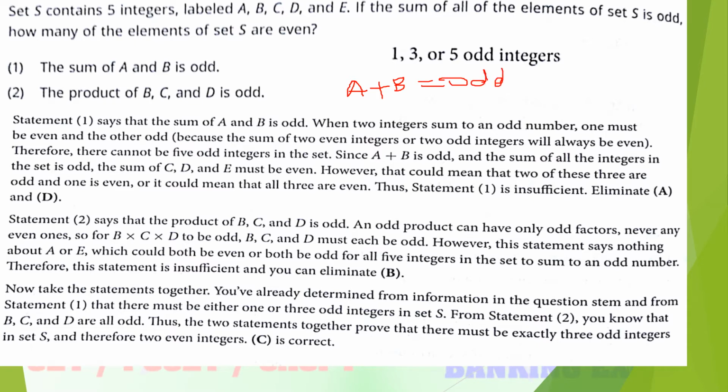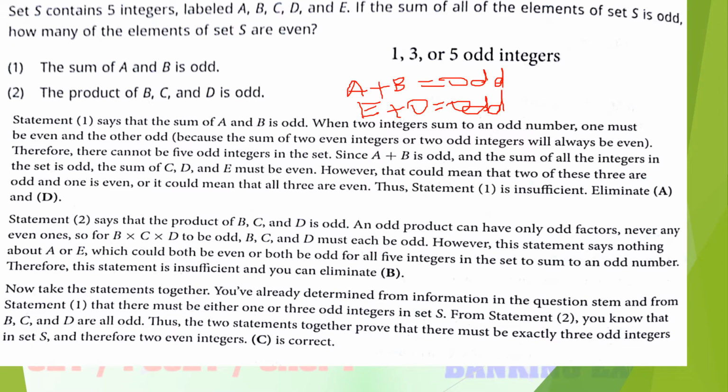Okay, so one is even plus one is odd, then only you will get an odd integer, otherwise it is not possible. One is even, one is odd, then only you will get the odd integer. So enough information is provided.